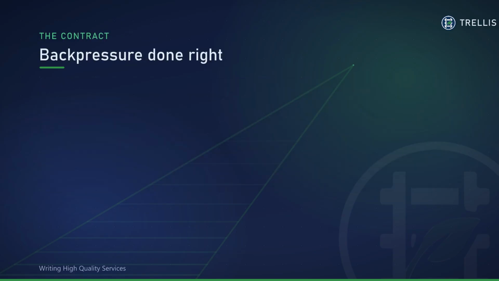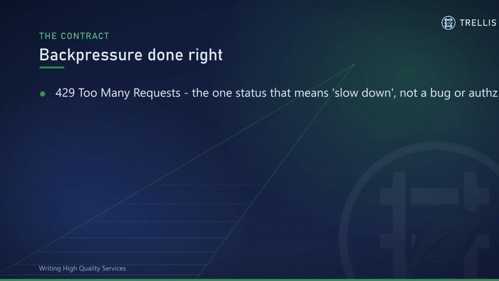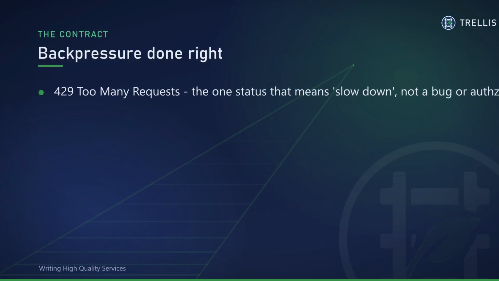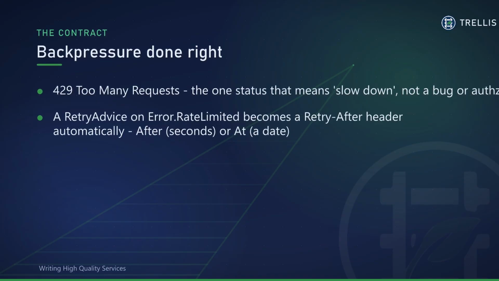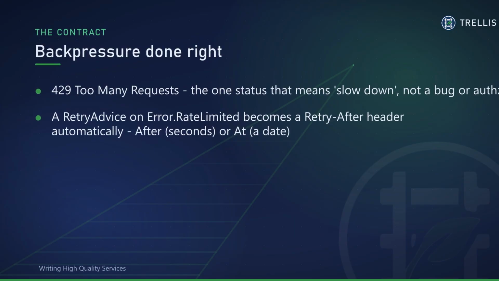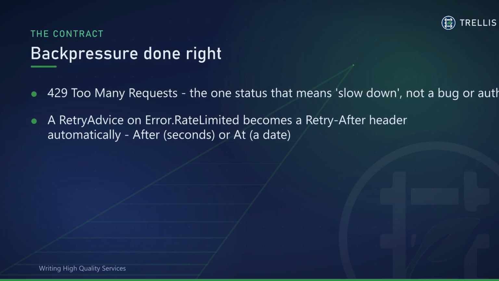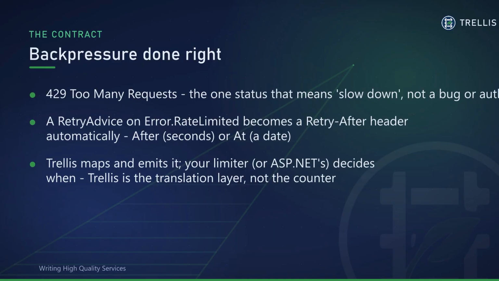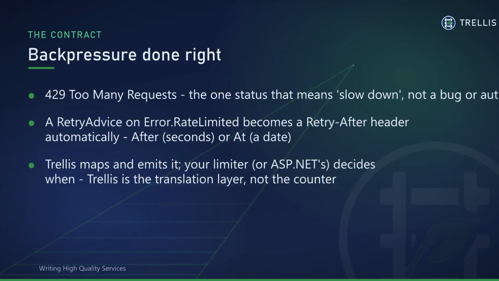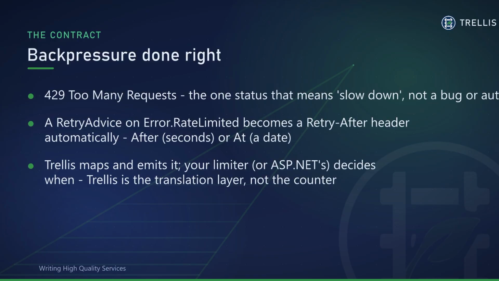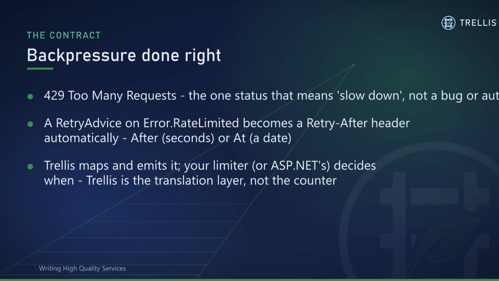So standard backpressure gives you three things. 1. A 429, the single status that means slow down, not a server bug, not an authorization failure, so the client reacts correctly. 2. A retry-advice on the rate-limited error becomes a retry-after header automatically. Give it a relative after in seconds or an absolute at date, and Trellis emits the right form. 3. Trellis maps the error and emits the header, but it doesn't count requests. Your rate limiter, or ASP.NET Core's, decides when the limit is hit. Trellis is the translation layer that makes the answer correct every time.